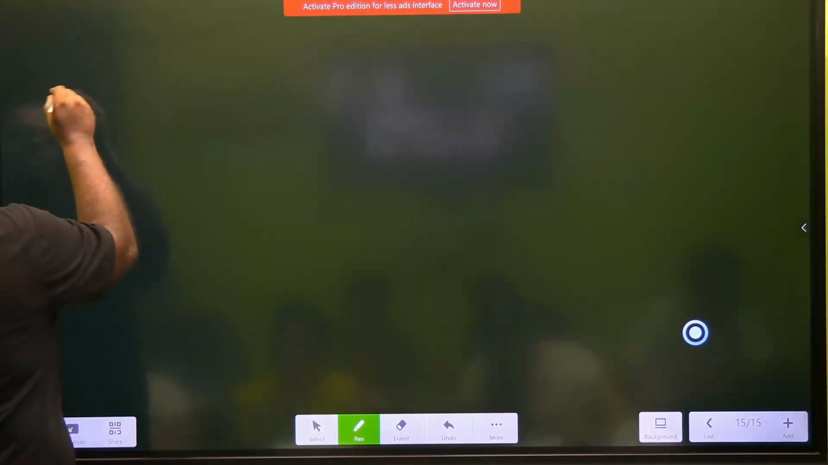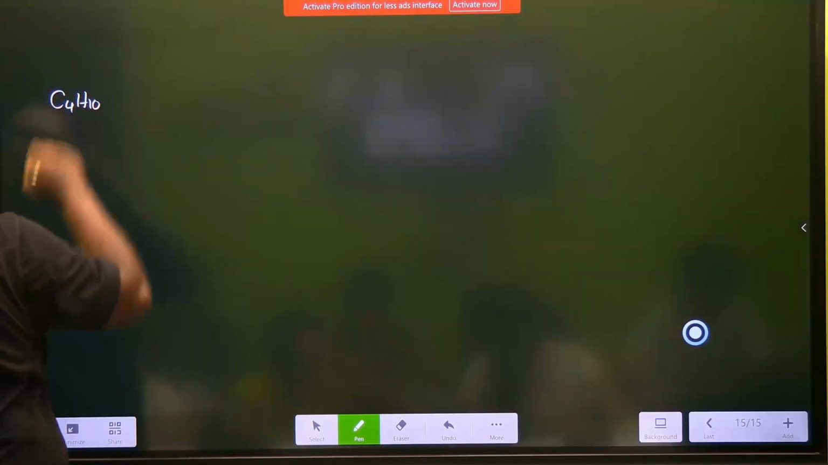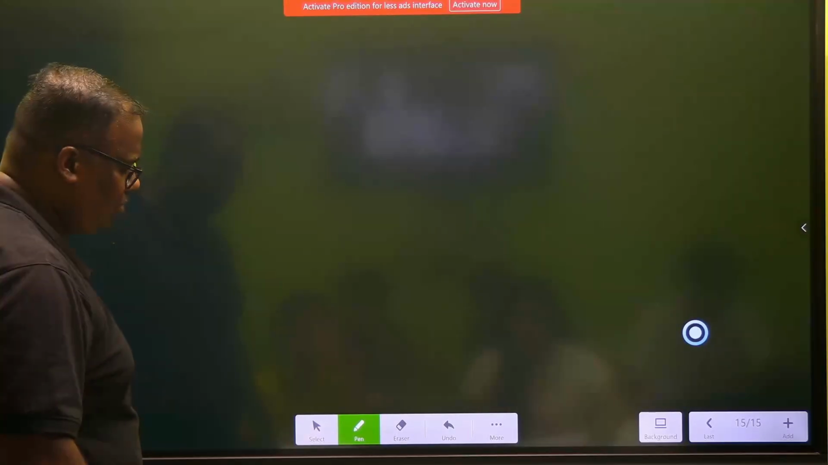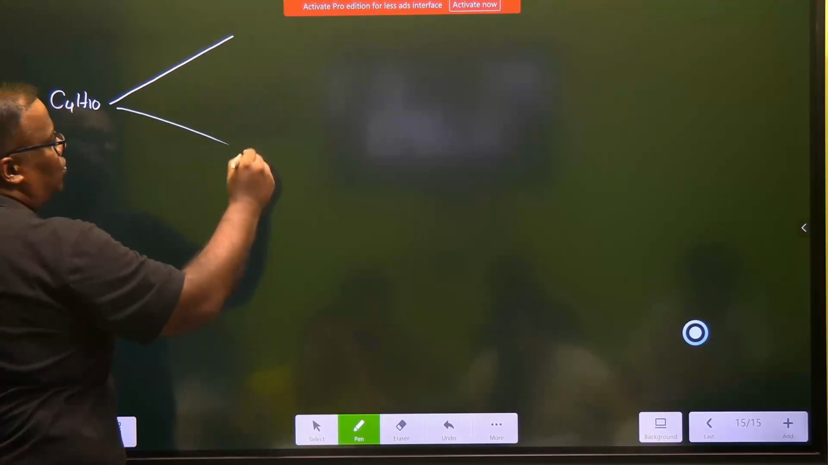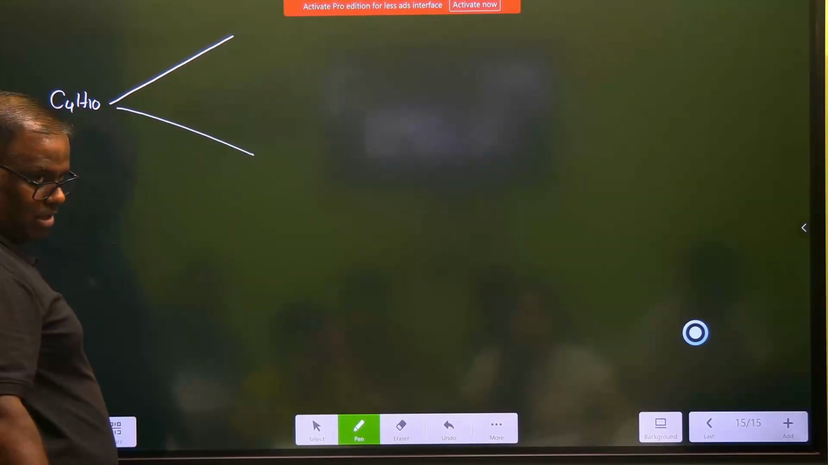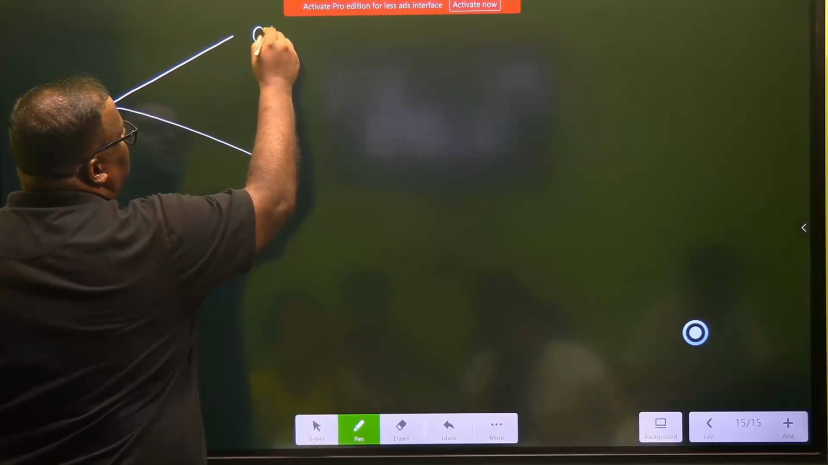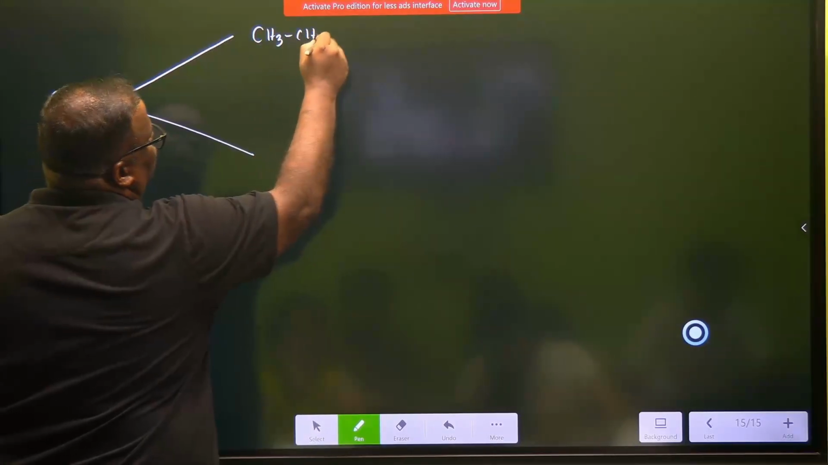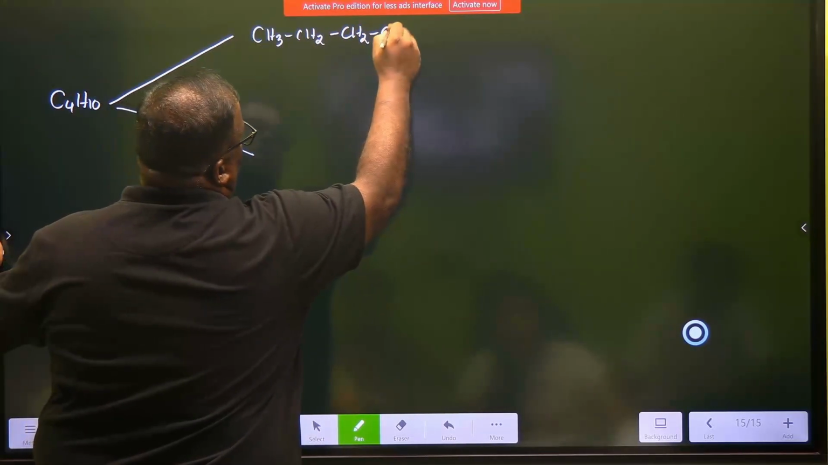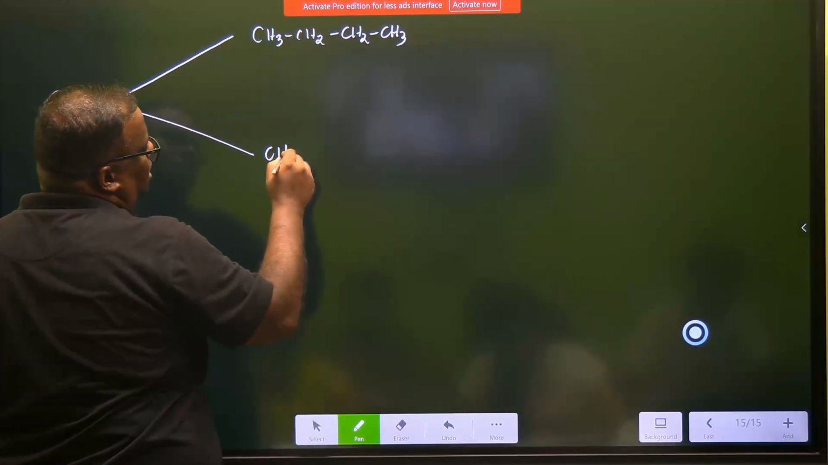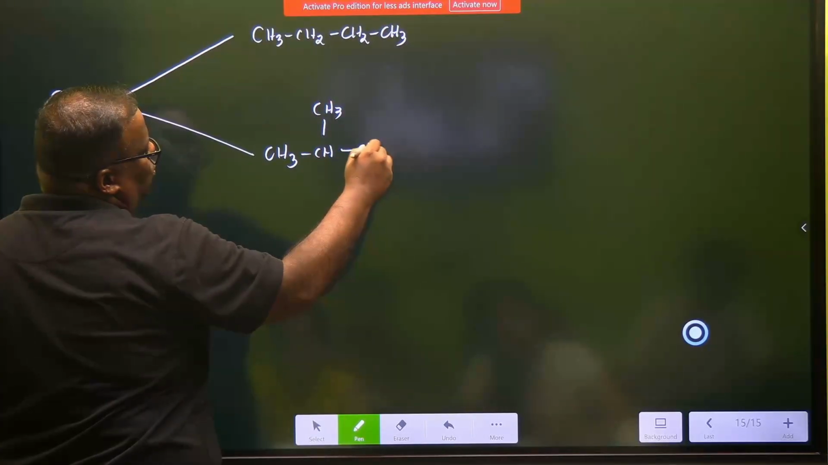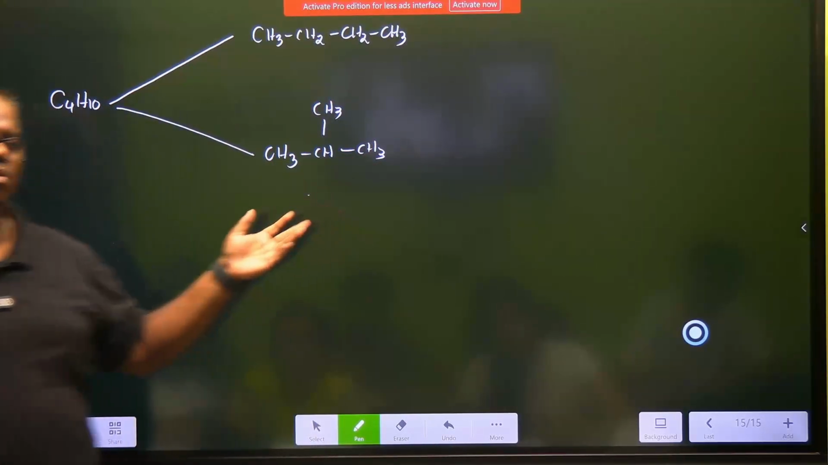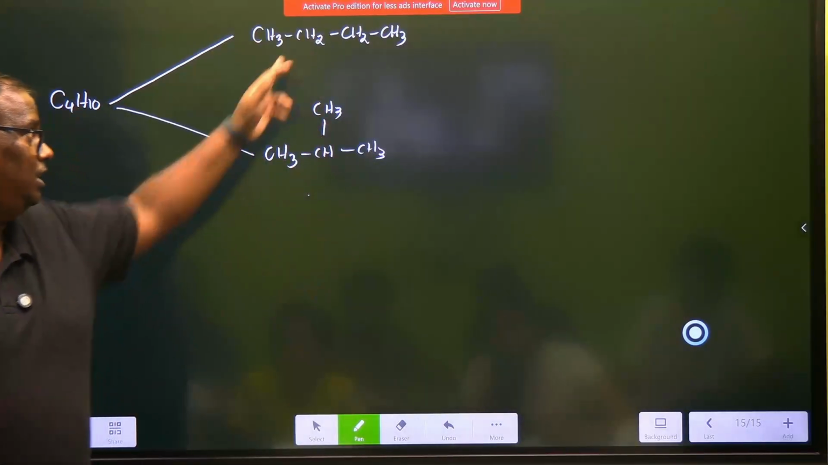Okay, let's see isomers. So we have C4H10 as a common molecular formula, and this will show isomerism. So we can find two different structures. Shall I make those structures? The first structure is CH3, CH2, CH2, CH3. The other structure can be CH3, CH, CH3, CH3. Now you may say, sir, can I make it at the bottom part? Heavens don't fall. You can make it.